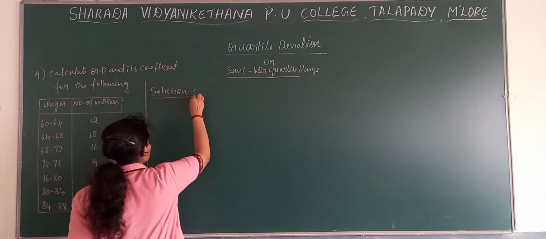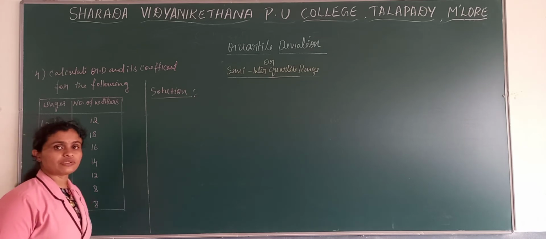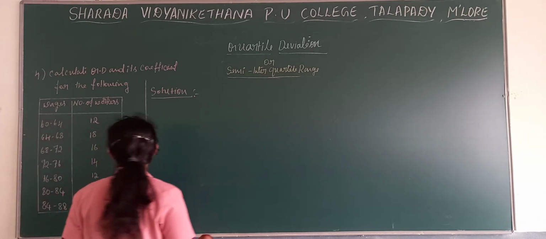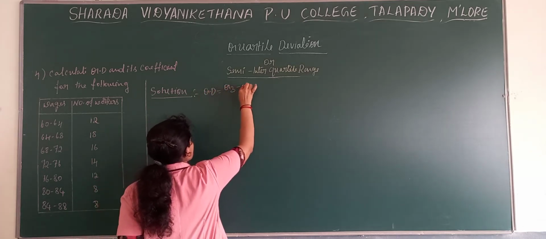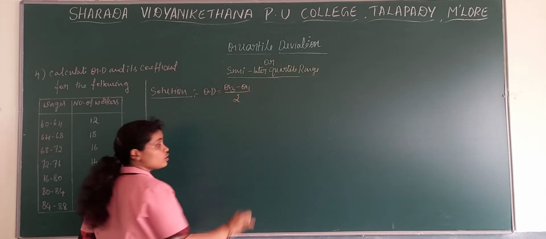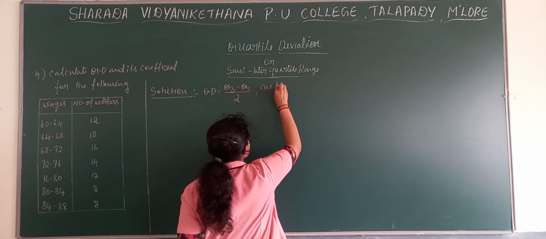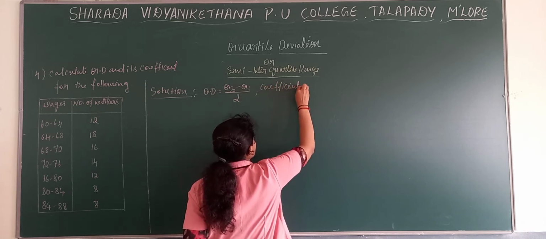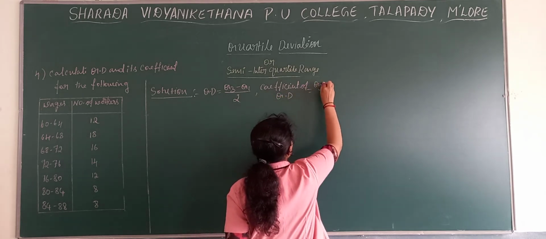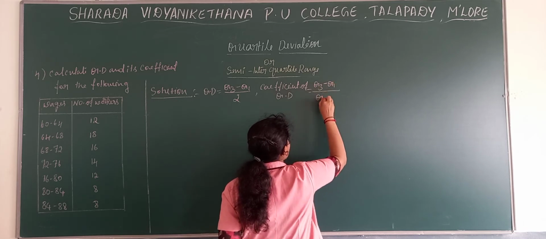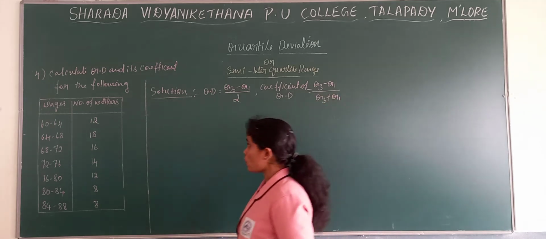Since we don't have direct values of Q3 and Q1, we need to find Q3 and Q1. So we write the main formulas: quartile deviation is equal to Q3 minus Q1 divided by 2, and coefficient of quartile deviation is equal to Q3 minus Q1 divided by Q3 plus Q1. Now we'll take the problem.